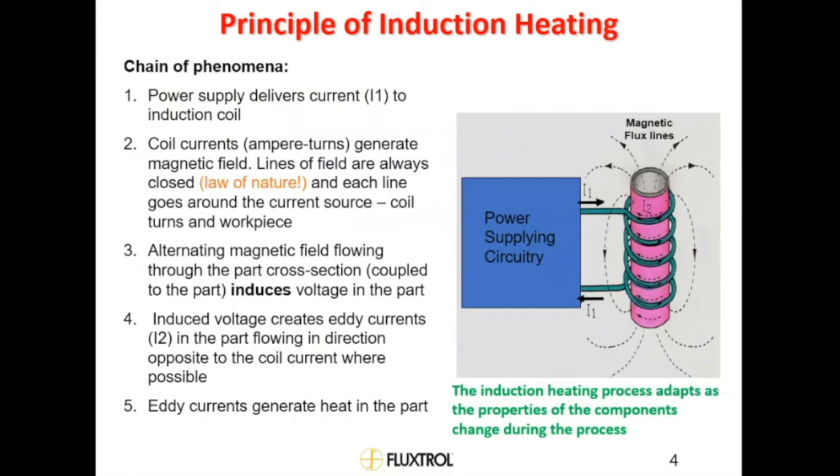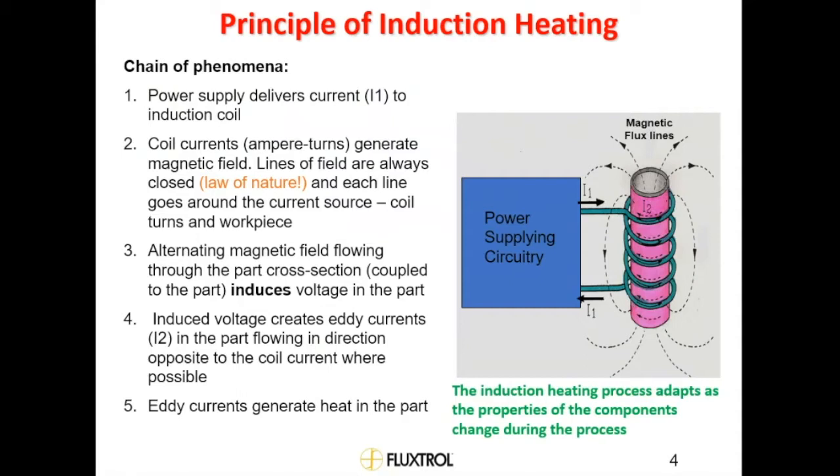So in the principle of induction heating, we have a chain of phenomena involved, and this is just a simple cartoon to demonstrate the principles. A power supply's role is to convert line frequency 50 or 60 hertz power to controlled high frequency, high energy currents. These currents flow through the induction coil, and those currents themselves generate magnetic fields. Those magnetic fields flow in closed loops around the induction coil.